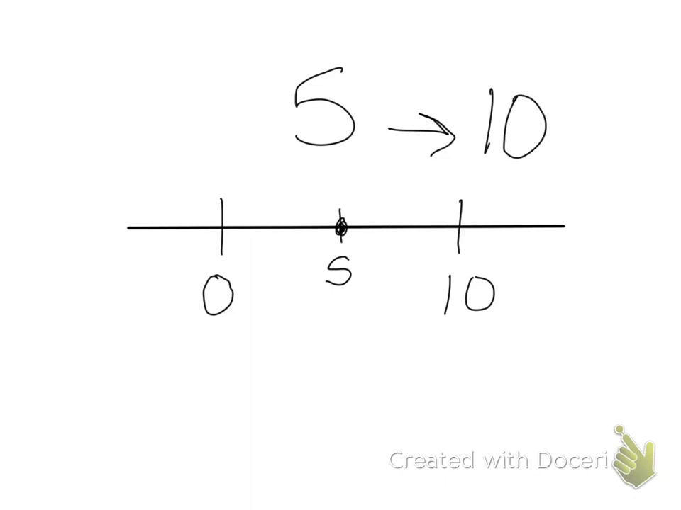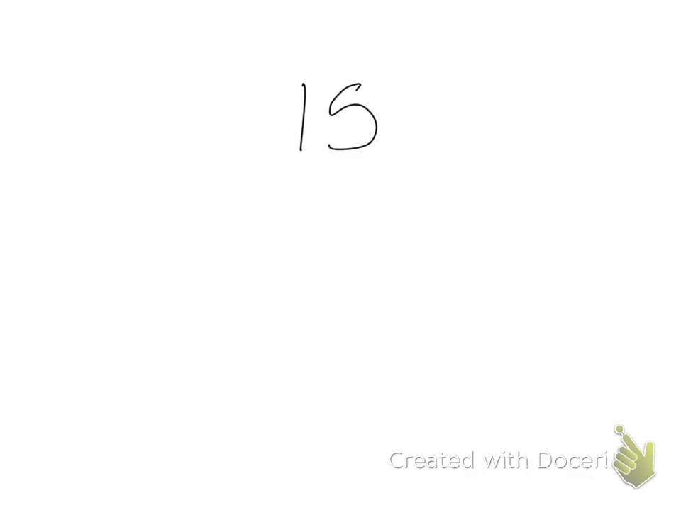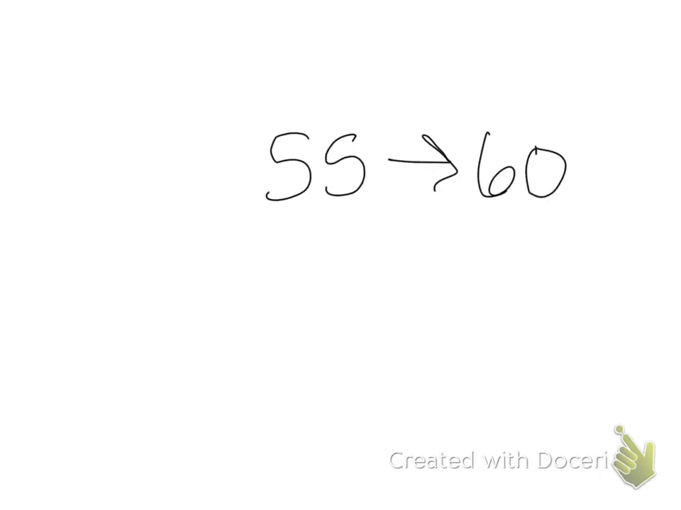Okay. If I had 15, I would round that up to 20. 55, I would round up to 60. So when a number ends in 5 or more, we round it to the next highest 10.